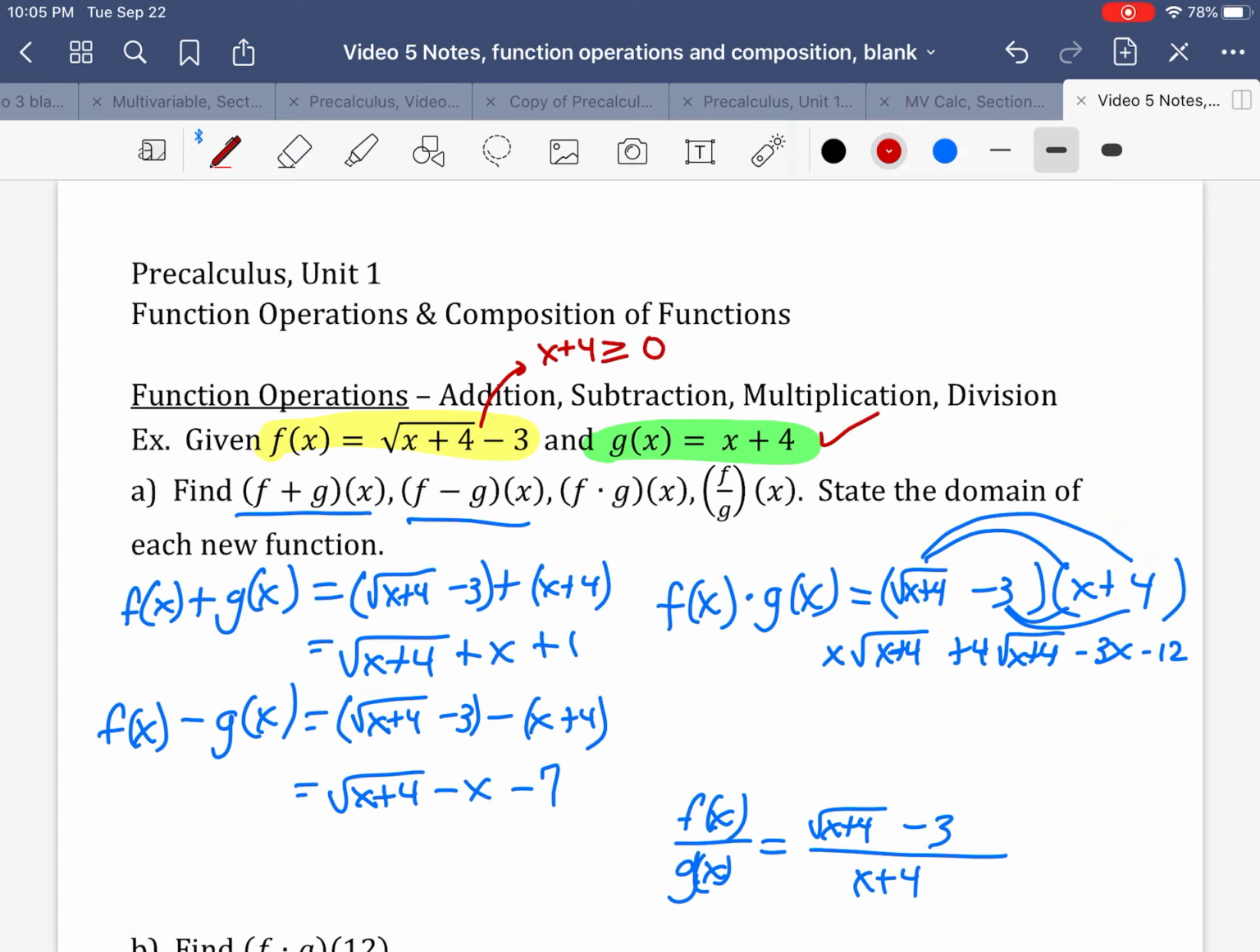You can't have a negative inside there. So that would mean if I subtract 4, I get x is greater than or equal to negative 4. So that's the domain.